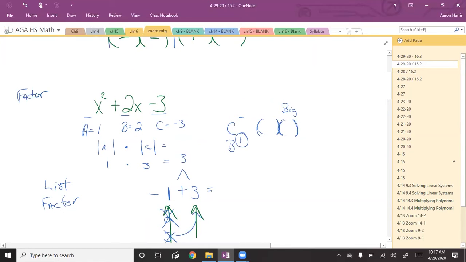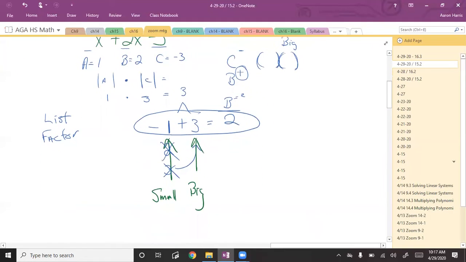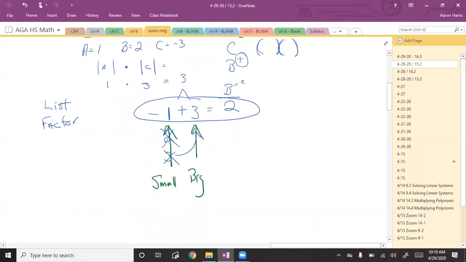What's -1 plus 3? That's the same thing as saying 3. Oh, plus. I'm thinking multiplication again. 2. Does that equal out to B? Mm-hmm. Good. So you know that -1 and +3 are the factors you're going to use for your answer.